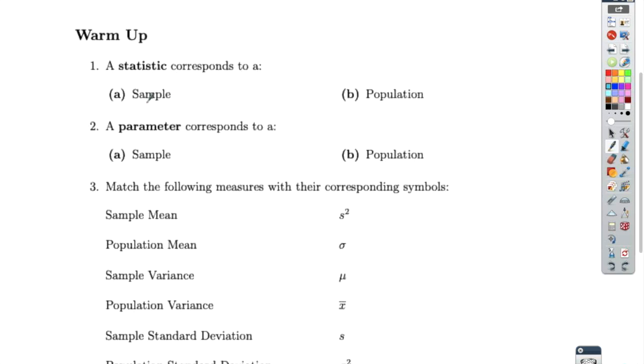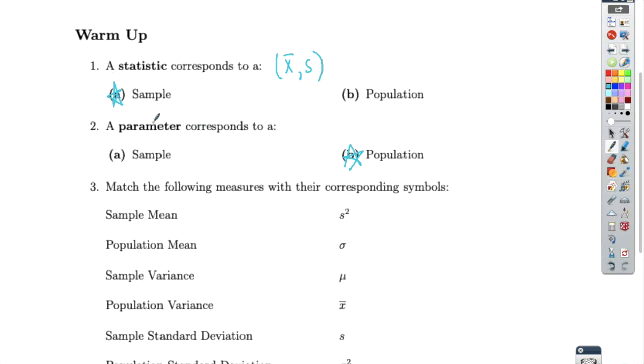This is just a very basic warm-up about some vocabulary. First things first, a statistic corresponds to a sample, whereas a parameter corresponds to a population. So we say a sample statistic or a population parameter. Some of the sample statistics that we've been talking about so far would be the sample mean and the sample standard deviation. These are some of our favorite sample statistics.